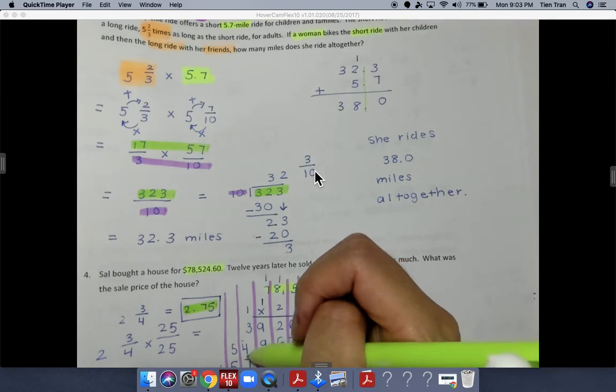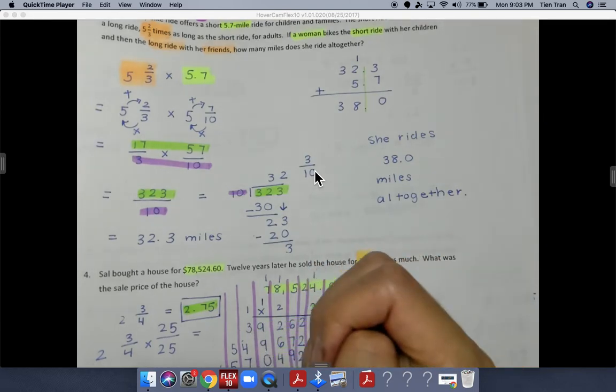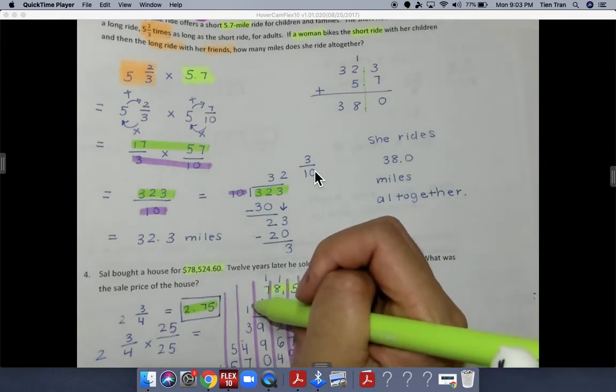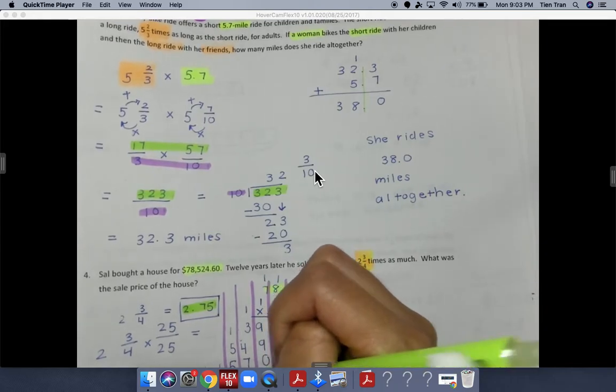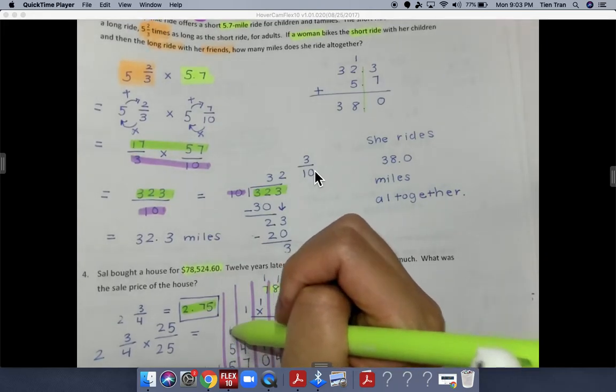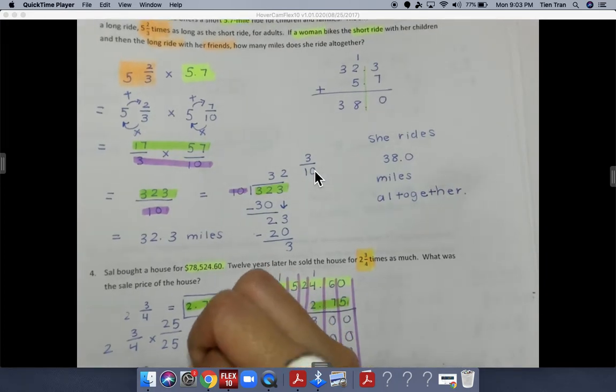7 plus 4 is 11. 11 plus 3 is 14. Is this included? Yeah. And 14 plus 1 is 15. 5 plus 5 is 10. Plus 1 is 11. And 1 plus 1 is 2.